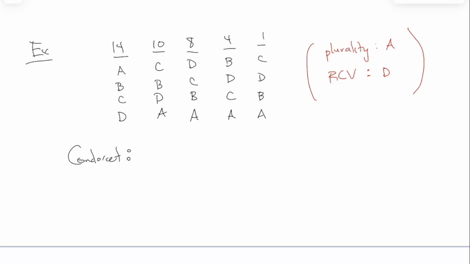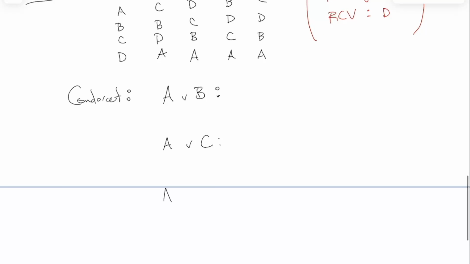So let's start with pairs which involve A. I could do A versus B. I'm going to leave a little space because each one of these you have to count up the votes. I'm also going to do A versus C. Also A versus D, right? Those are all the pairs which involve A. That's just A versus each of the others.